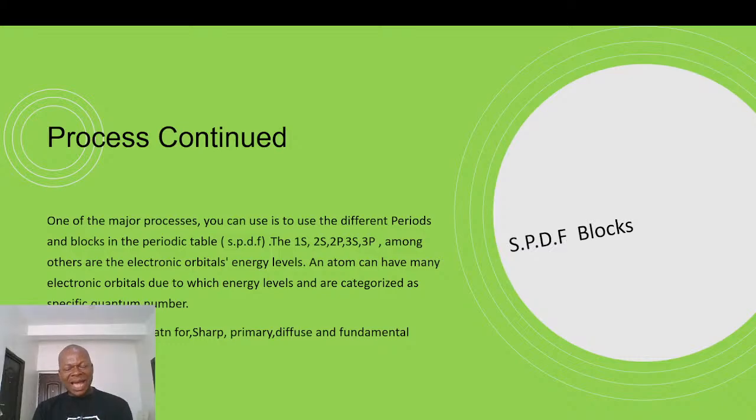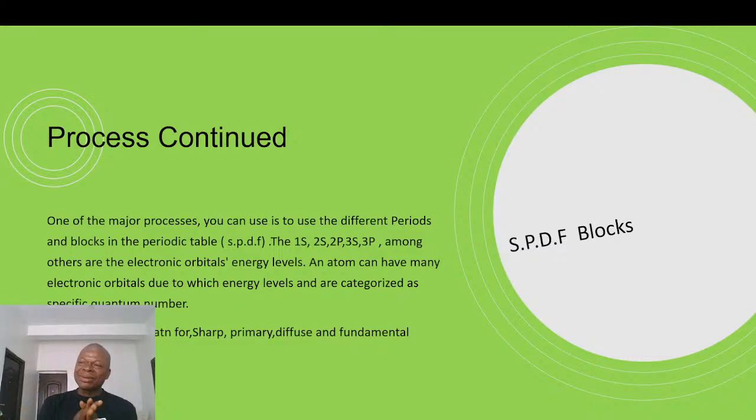Now, there is another thing that I want you to have in mind. One of the major processes you can use is to get the different periods or blocks in the periodic table. If you have a periodic table with you, you can see there are some blocks and there are some periods.